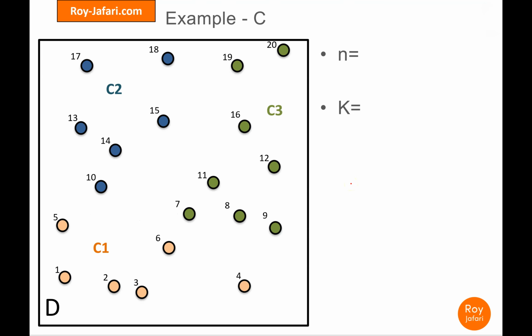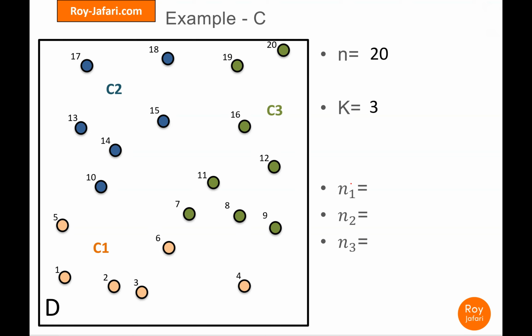So let's practice these notations on this example dataset. Here we've got 20 data objects that have been clustered into three clusters. We've got orange as C1, blue as C2, and green as C3. So we've got 20 data objects and three clusters. Those are our notations.